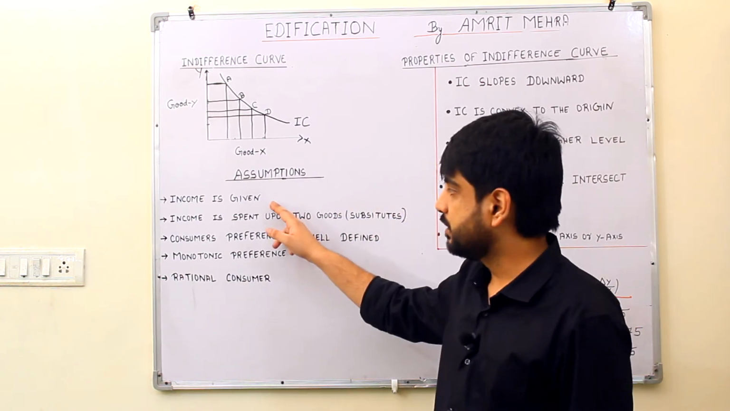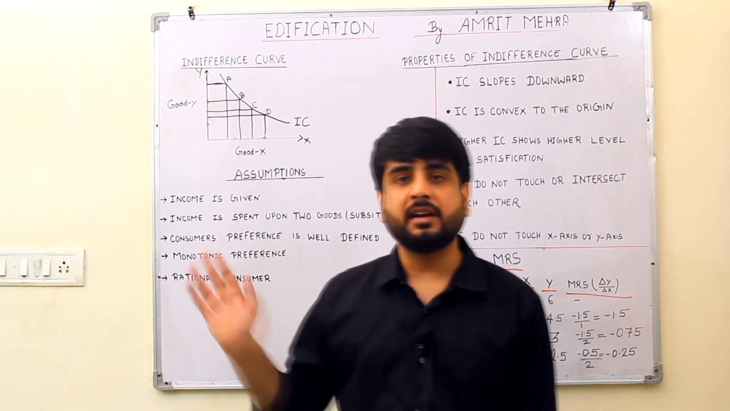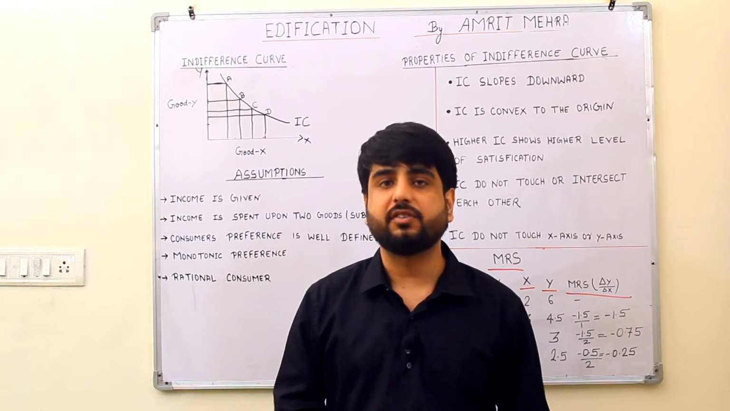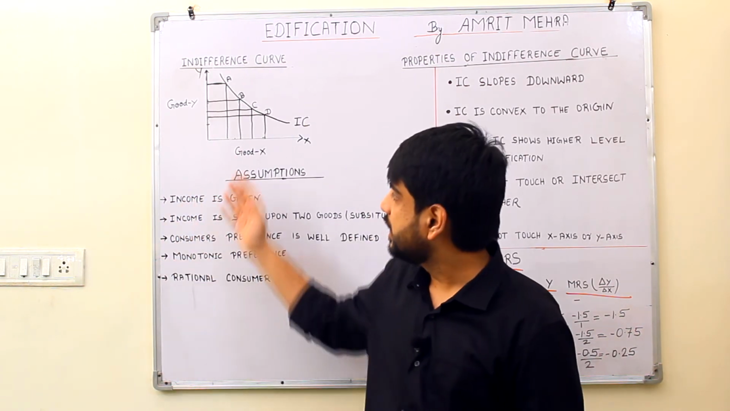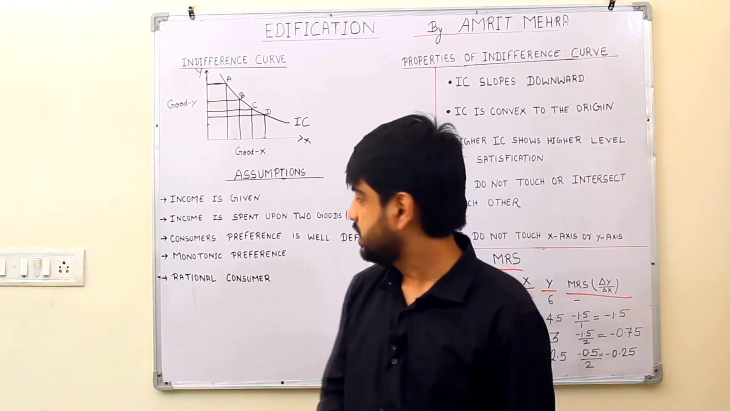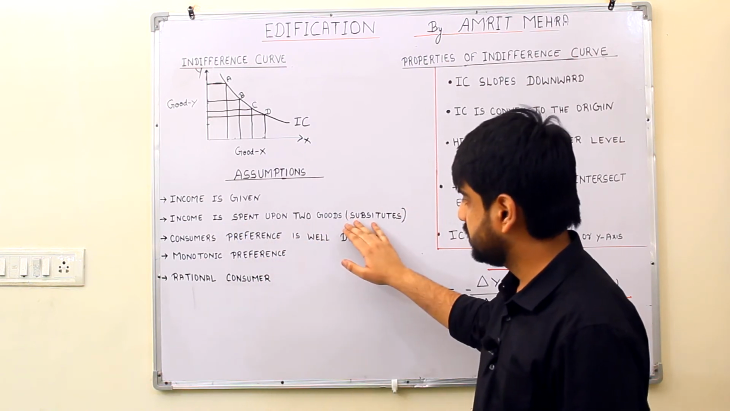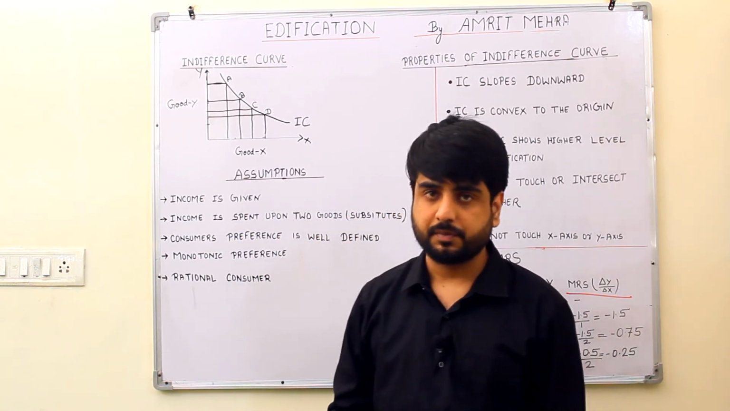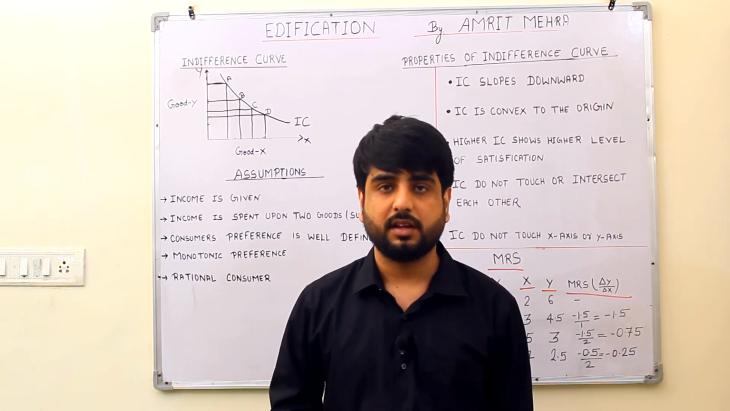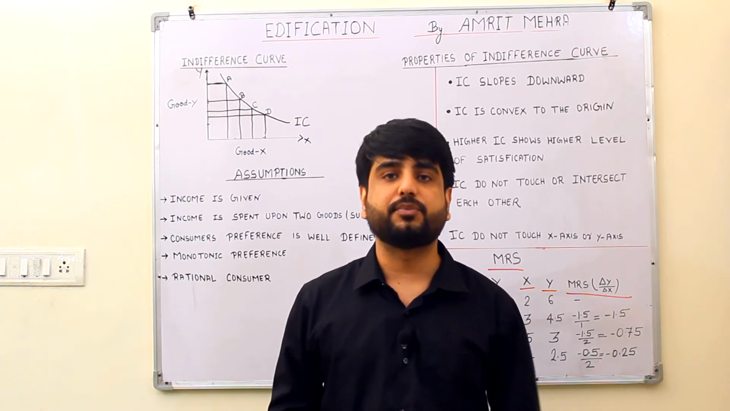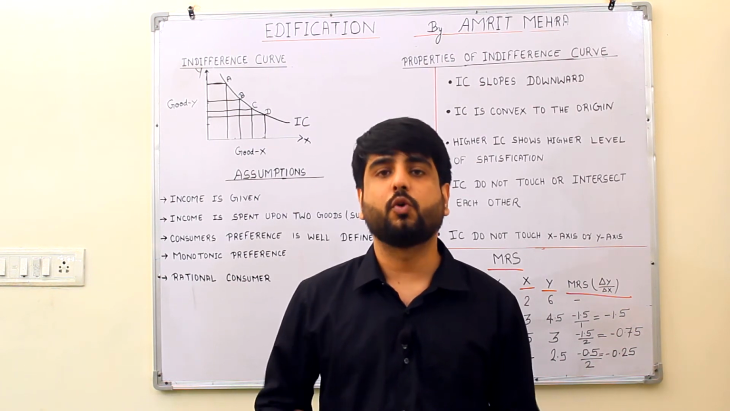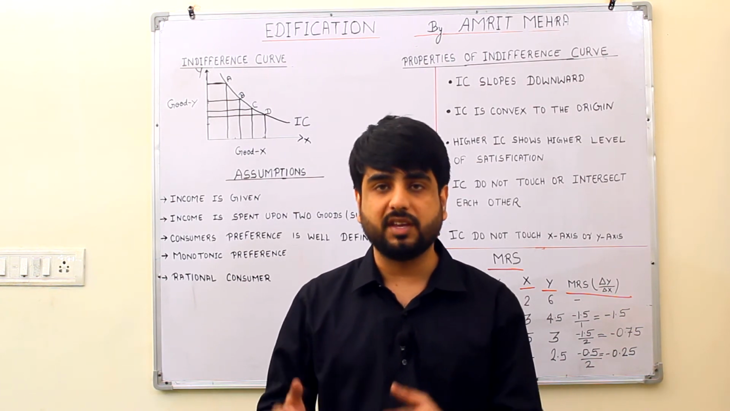First, income is given. We are making the indifference curve on the assumption that the income of the consumer is constant and it is not changing while we are choosing the various combinations for good X and good Y. Second, income is spent upon two goods which are substitutes of each other. So we are plotting the indifference curve for only two commodities, and those two commodities can be substitutes for each other. The definition for substitute goods is the goods which can be consumed in place of each other.